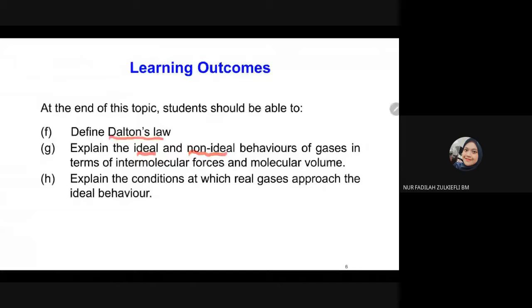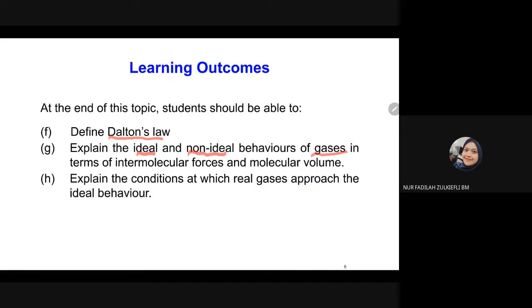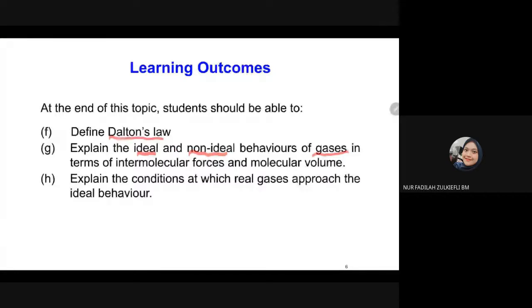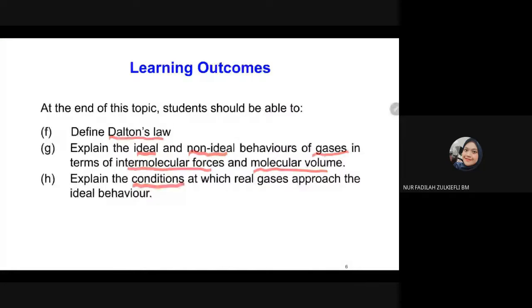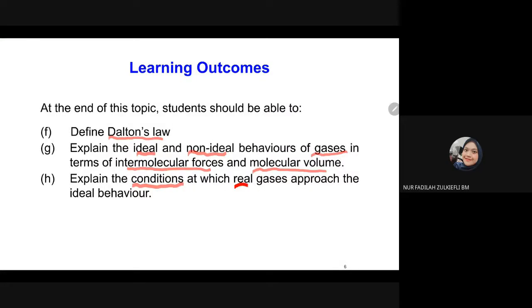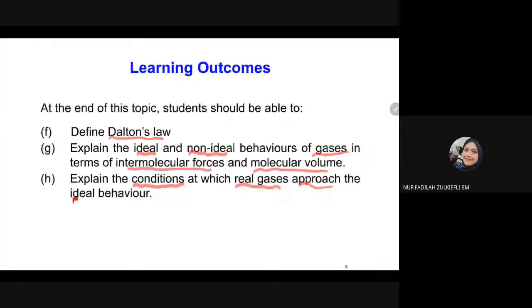For your information, gas ini is being categorized into two categories. The first one kita panggil sebagai ideal gas, and the other category is real gas. Ideal and real, apa beza? Apa yang dimaksudkan dengan ideal gas? Apa yang dimaksudkan dengan real gas? The difference should be in terms of intermolecular forces, IMF, and also molecular volume. And you should know what are the conditions at which the real gas approaches the ideal behavior.